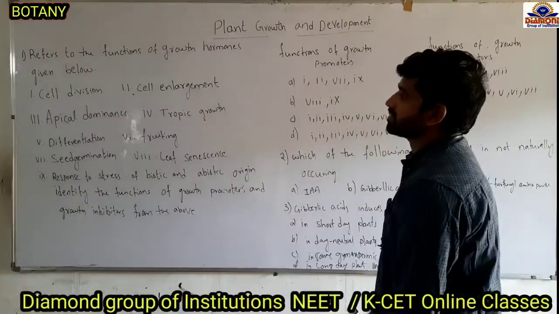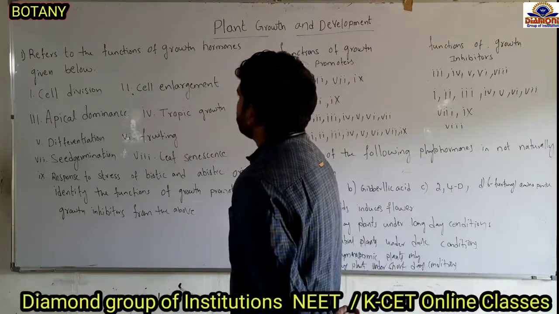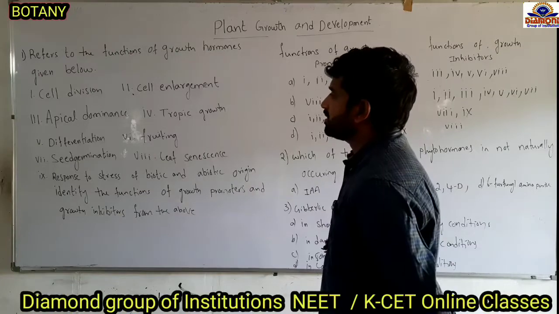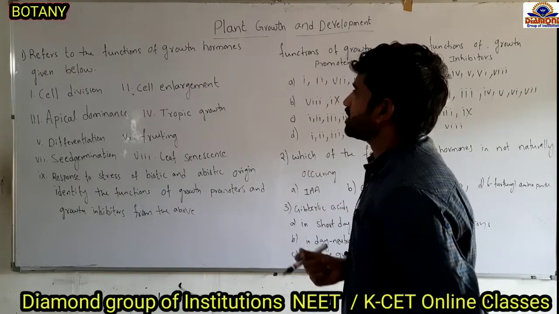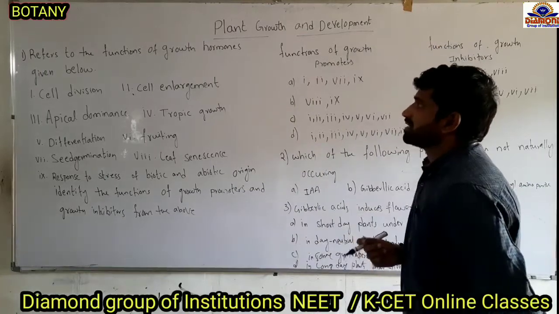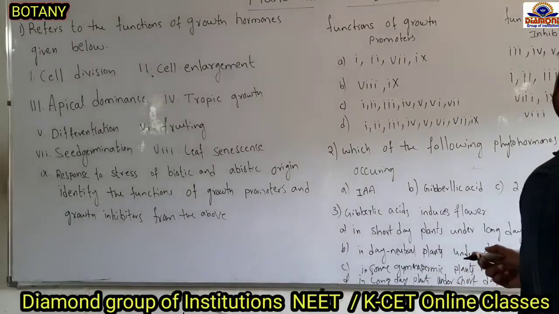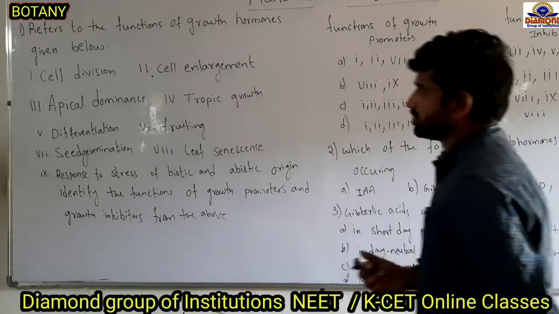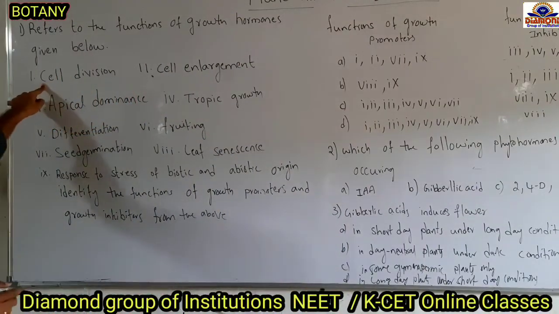In that, some questions. Question number 1. Refer to the functions of growth hormones given below. Here some options are given. Out of those options, we have to choose which options show the plant growth promoters and which options show the plant growth inhibitors. We have to choose. Now the options are cell division.